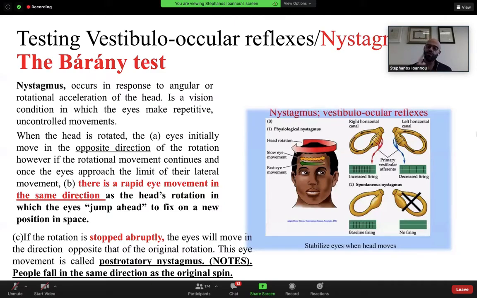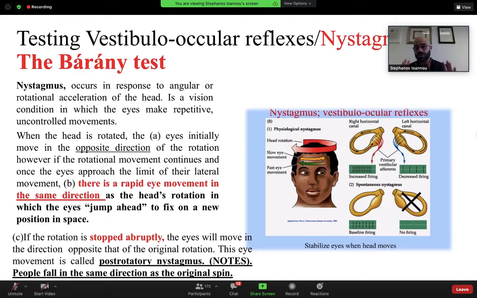So as the body is moving, the eyes will move in the opposite direction to give the individual a sense of balance. However, as soon as the eyes reach a specific point at which they cannot keep up with the rotational movement, they start moving in the same direction as the rotation, so that they fixate a point in space and the individual retains their sense of balance.